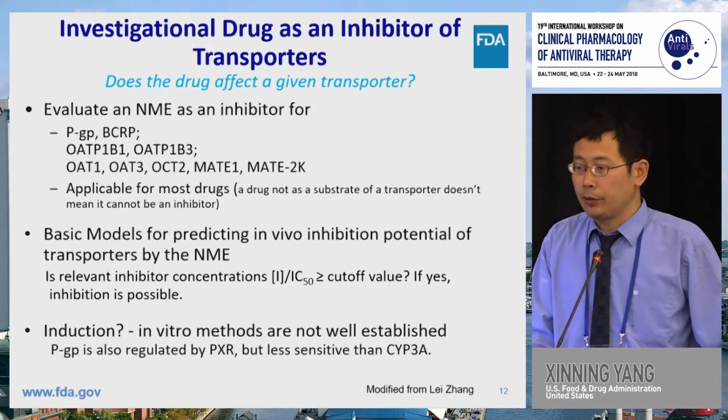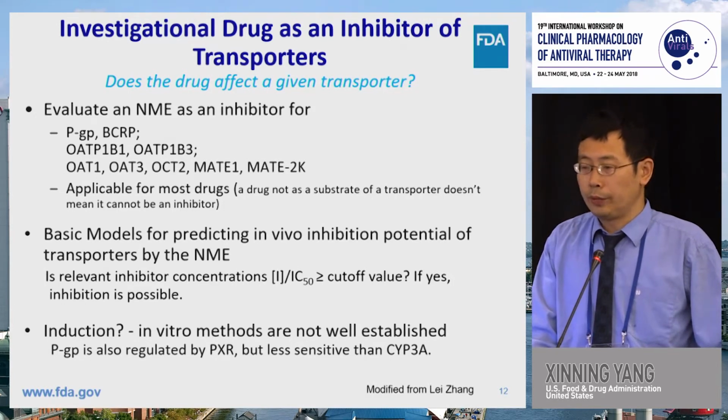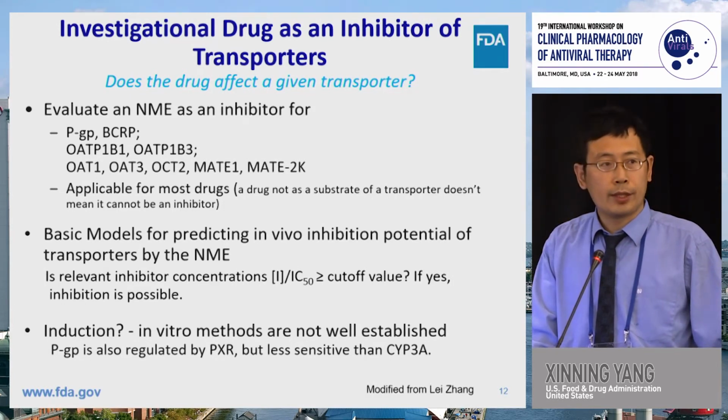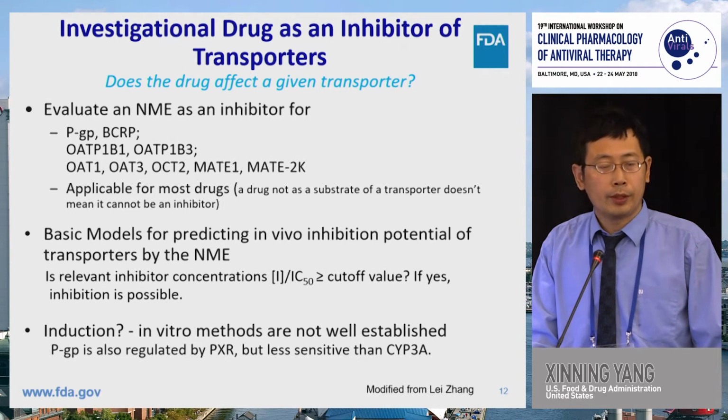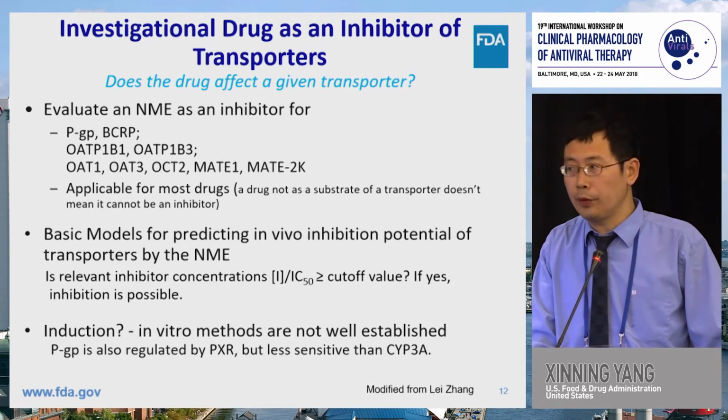On the other side, it's more routine to investigate a new drug as an inhibitor of a transporter. It's because a drug not being a substrate of a transporter does not necessarily mean it won't be an inhibitor of the transporter. And then we will apply certain criteria and compare to the cutoff value, just similar to the CYP enzyme.